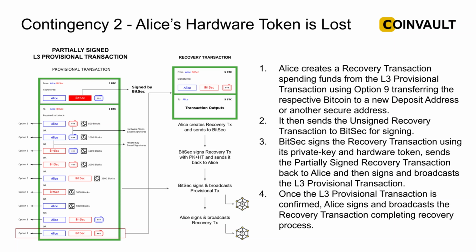BitSec then adds the signatures generated using its private key and hardware token, as required by option 9 of the L3 provisional transaction, to the unsigned recovery transaction received from Alice, and sends the partially signed recovery transaction back to her. At this point, BitSec also adds the signatures generated using its respective private key to the respective partially signed L3 provisional transaction in its possession, with Alice's signatures already added to it, and broadcasts the same to the Bitcoin network. Once the L3 provisional transaction is confirmed, Alice adds the signature generated using her private key to the partially signed recovery transaction received from BitSec, and broadcasts it to the Bitcoin network, completing the recovery process.